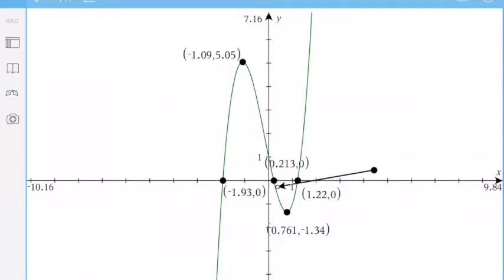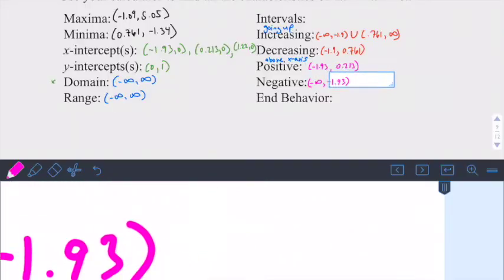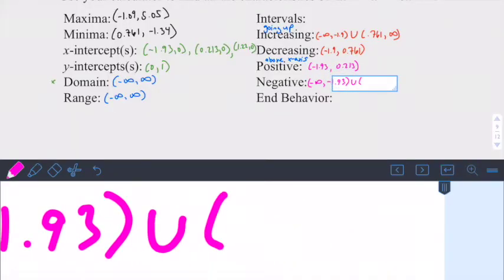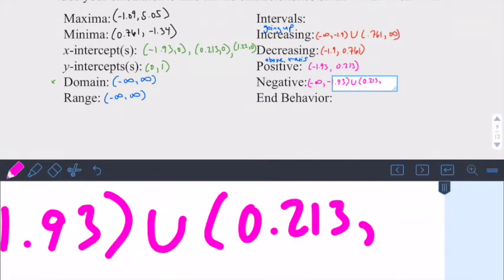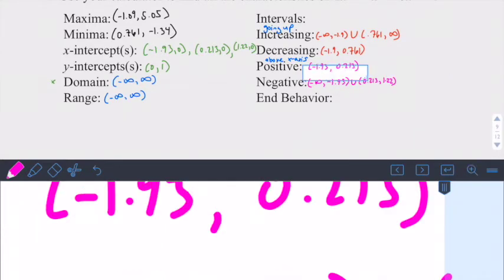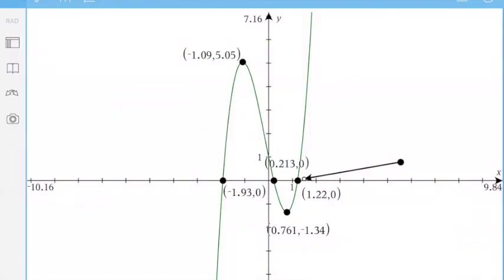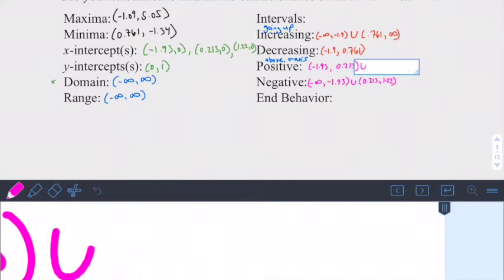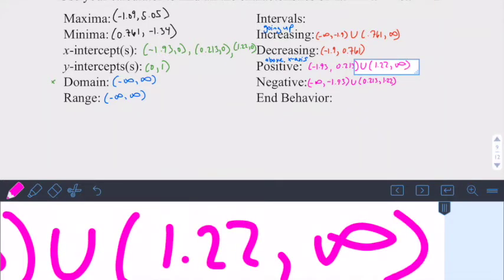Now it goes negative again. This chunk of graph is negative from 0.213 to 1.22. So we're negative again, so union 0.213 until 1.22. That matches my intercepts. And then from here at 1.22, it's positive, above the x-axis for the rest of the function. So from 1.22 until positive infinity. So union until positive infinity.